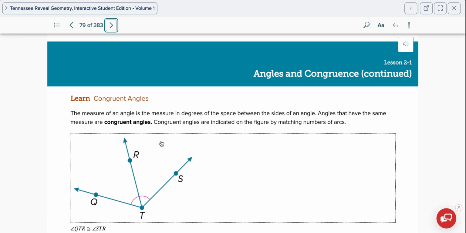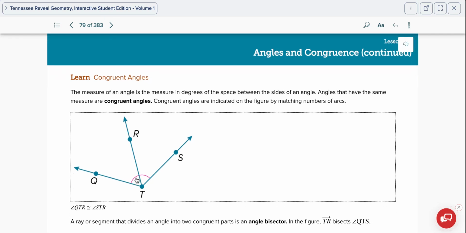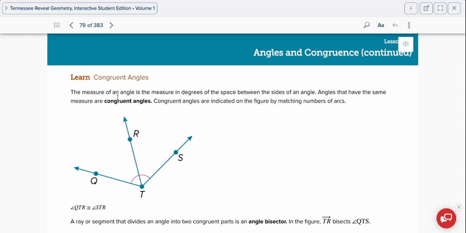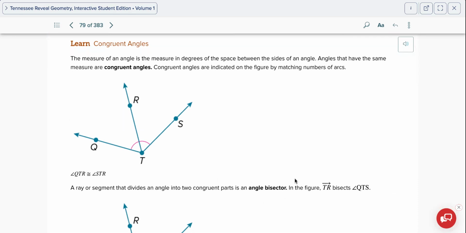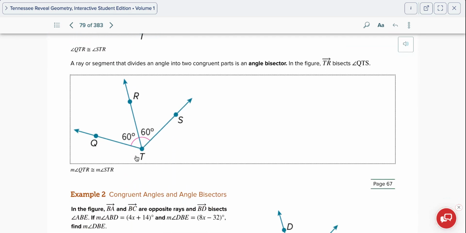Moving on. Okay, congruent angles. See these little arcs, this little slash, and this little slash. Congruent means they are the same measure. They are equal to each other. So these two angles are the same. You will also see angle bisector. It means that these are not only the same, but angle QTS, which was originally 120 degrees, got split into 2 equal parts. So a 120 split would be 60 and 60.